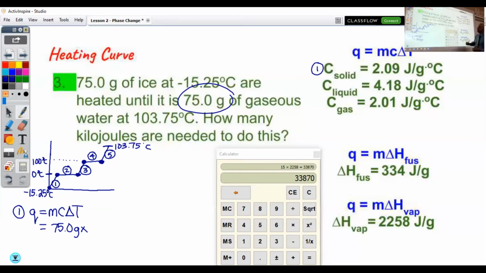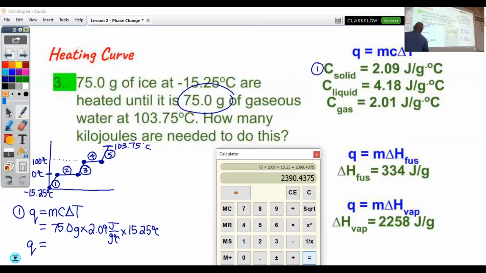So for the first part, we're going to have 75 grams times 2.09 joules over grams degrees Celsius times our change in temperature. Well, going from negative 15.25 up to 0 is a change in temperature of 15.25 degrees Celsius. Because we're adding energy throughout this entire process, as we go from down here all the way up to 103 degrees Celsius, all of our values for Q are going to be positive. So typing this into our calculator, we have 75 times 2.09 times 15.25. We get an answer of 2,390 joules. That is our answer to part 1 of 5. Now let's take a look at part 2.